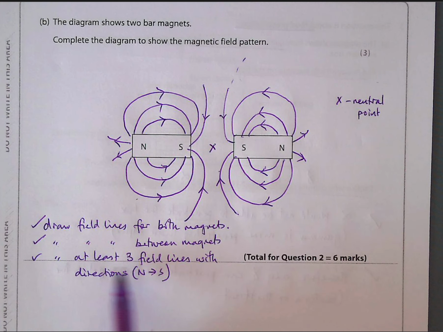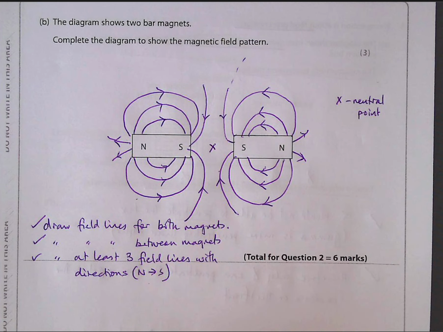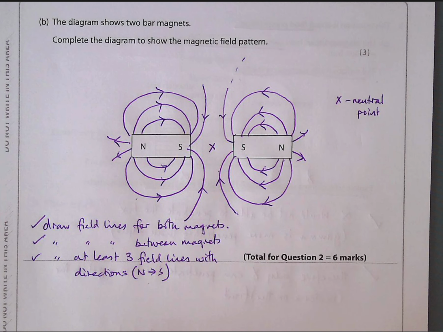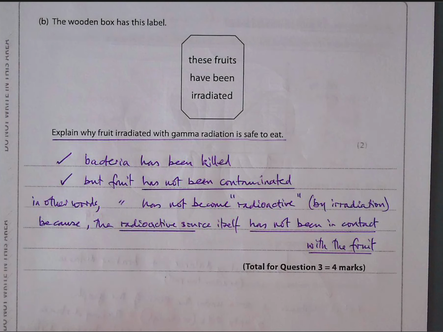And then at least 3 field lines with directions shown between north and south. That's how you get the 3rd mark. Okay, so another straightforward question if you've done your revision.